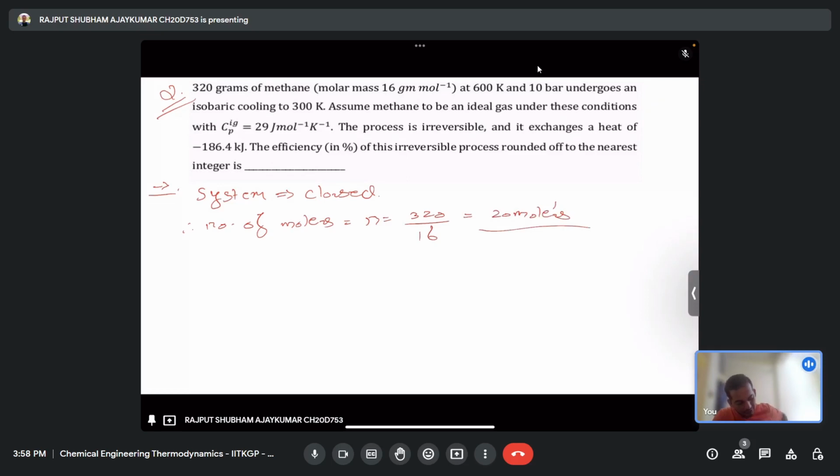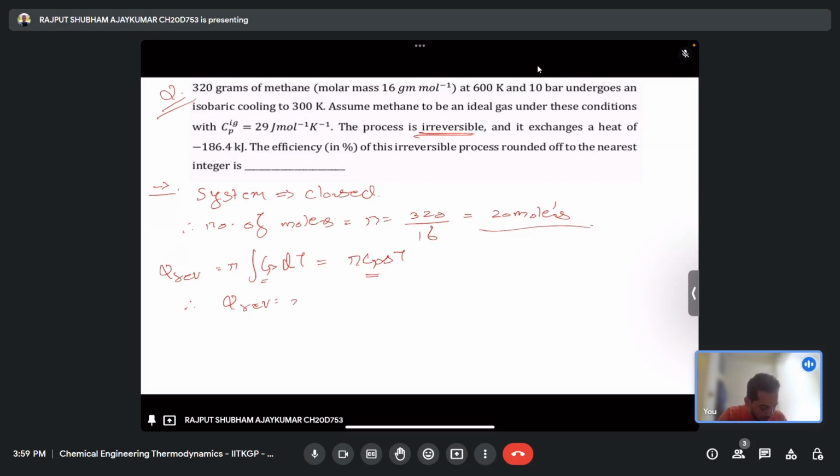So now we have to calculate the efficiency. Now this is irreversible. The process is reversible. So now we know that the heat in a reversible process is equal to integration n Cp dT, that is n Cp delta T. Therefore Q reversible equals, since the specific heat is constant, we can take this out.